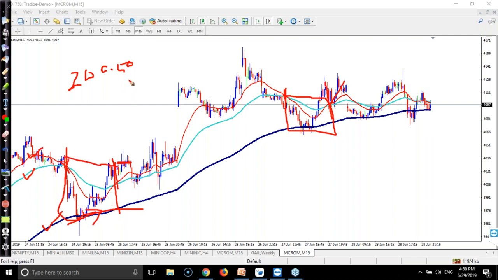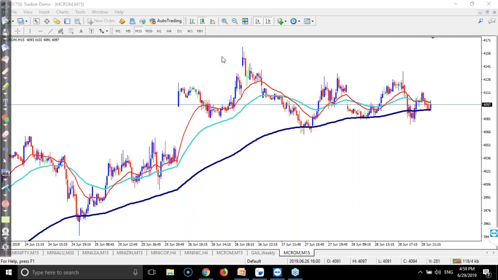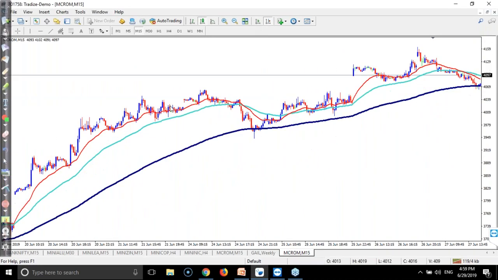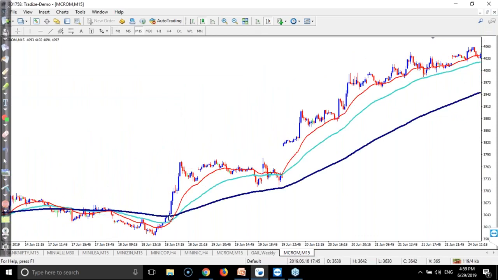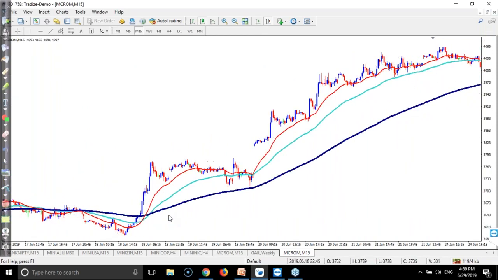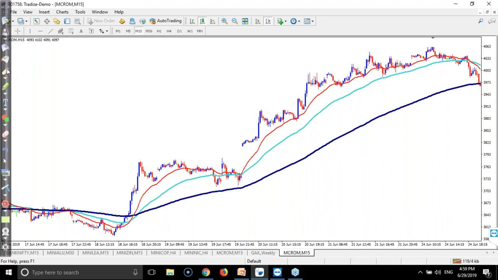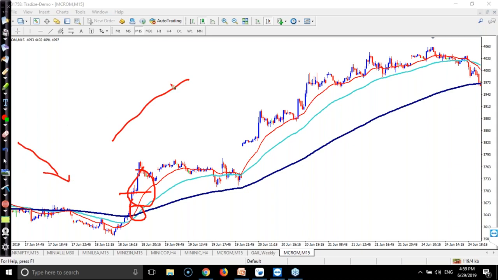And next, when the 50 moving average crosses the 150 moving average, that means the long-term trend is changing, right? So if you look here, let me remove this one. Previously there was a downtrend here. The 50 moving average crossed the 150 moving average, and from that area it's confirming an uptrend. Previously the market was in a downtrend, right? So it is a large time frame.